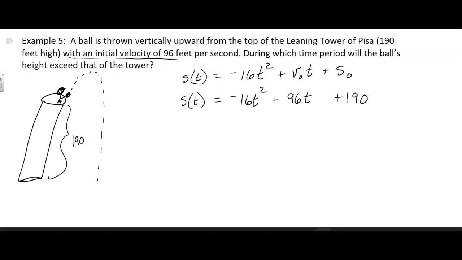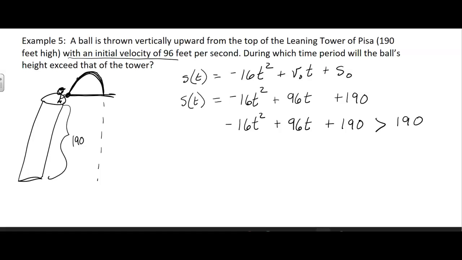And it says, during which time period will the ball's height exceed that of the tower? So we're talking about this part of the ball's travel. When is it going to be above the height of the tower? Okay, so when will negative 16t squared plus 96t plus 190 be greater than 190? It doesn't say equal to, it says exceeds that of the tower, so greater than 190.